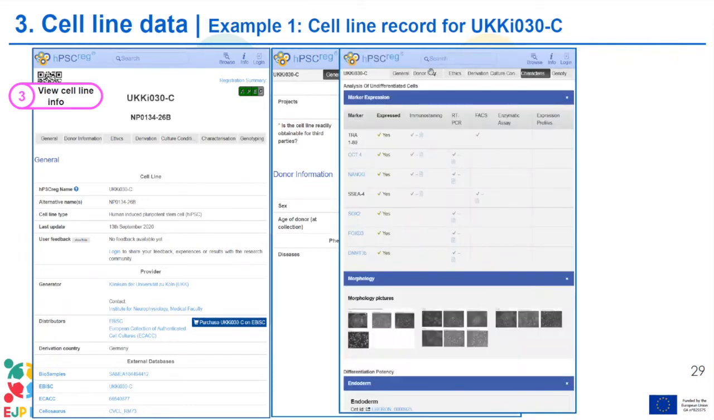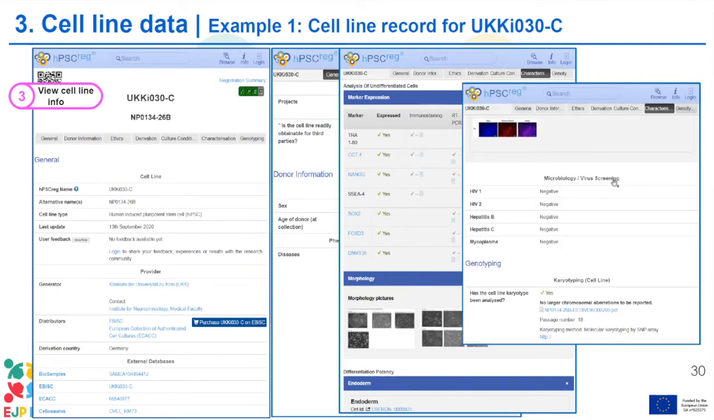And if we scroll down through the stem cell record, you can see what kinds of marker expression was used to characterize its undifferentiated stem cell status. There's some pictures above showing the cells. And finally, the results of microbiology and virus screening were all negative for HIV 1, 2, hepatitis B, C, and mycoplasma. And finally, at the end, we see that there's some genotyping data available for this cell line.